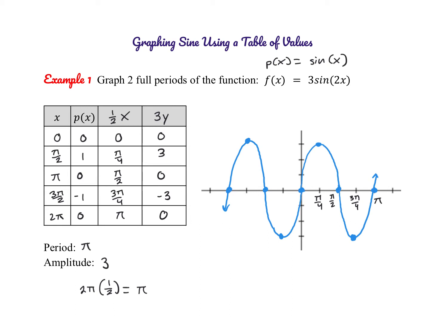Let's also add domain and range into this. So our domain is always going to be all real numbers. And then in this case, you can see that our range is from negative 3 to positive 3, including both.